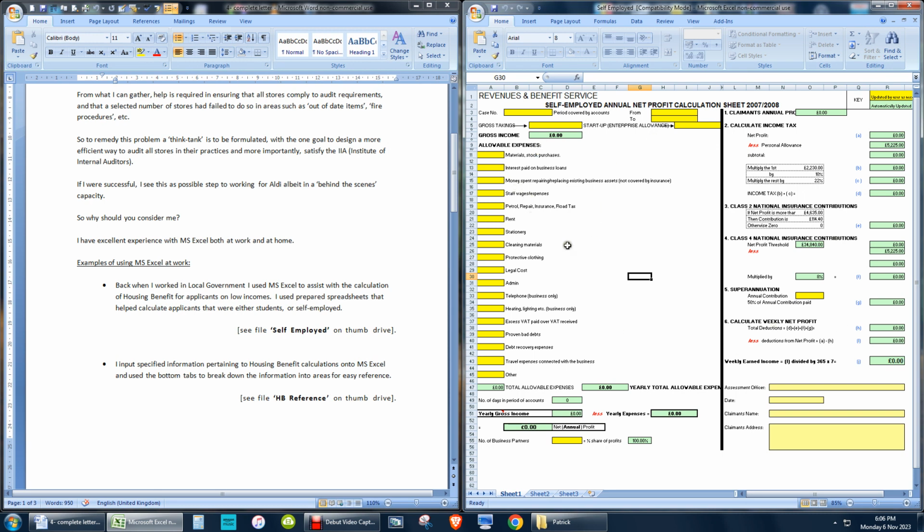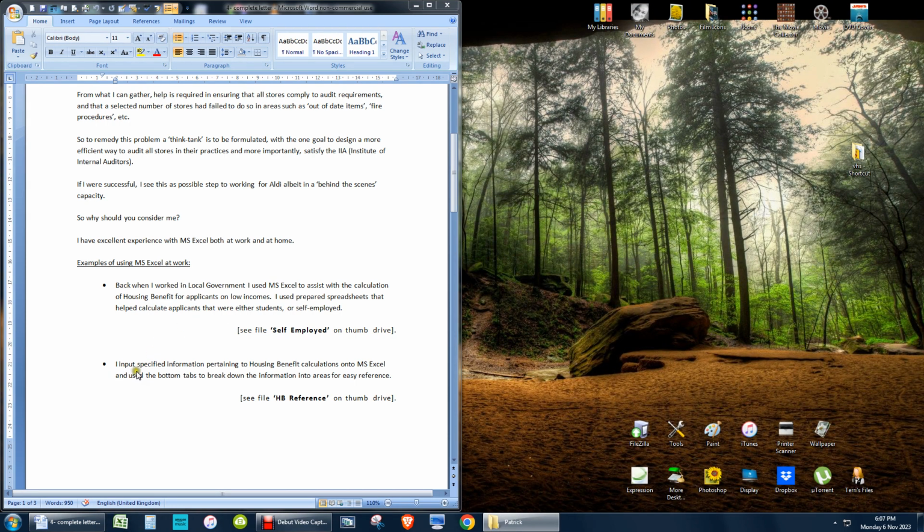So I won't go into it, but it looks complicated, but you put figures in the blanks and calculations are produced. I didn't design this, but we used it, so I'm claiming that as part of my strings to my bow, that I knew how to use a complicated pro forma on Excel. Number 2, I input specified information pertaining to housing benefit calculations onto Excel and used the bottom tabs to break down the information into areas for easy reference.